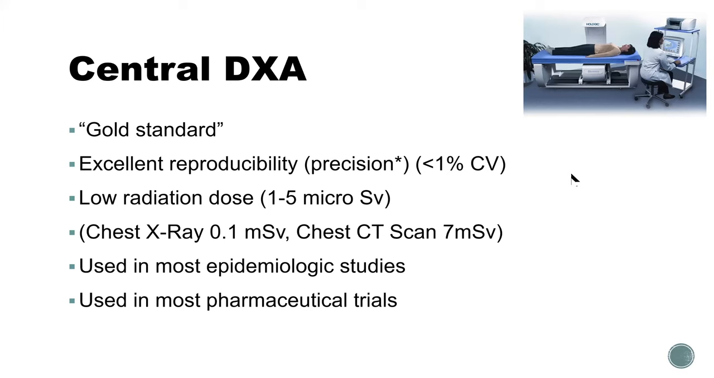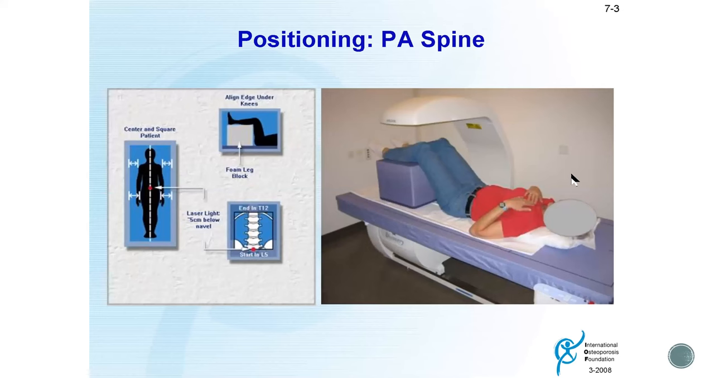So what is DXA? Central DXA, which is the DXA that you measure at the spine and the hip, is the gold standard that people use to measure bone density. It has excellent reproducibility. There's a very low radiation dose, 1 to 5 microsieverts. When you compare to chest x-ray, which is 0.1 millisieverts, about 100 microsieverts, you can see that the radiation dose for DXA is very, very low. And you can see in the picture that the DXA operator doesn't have any lead shielding, because theoretically you don't need it, as the amount of radiation is very low. And it's used widely in studies and in pharmaceutical trials.